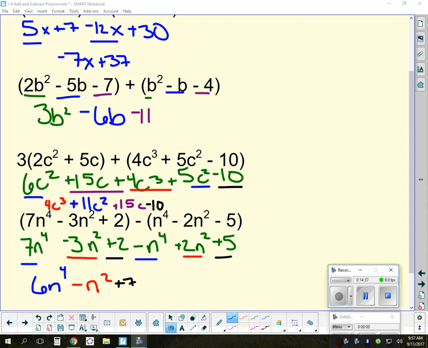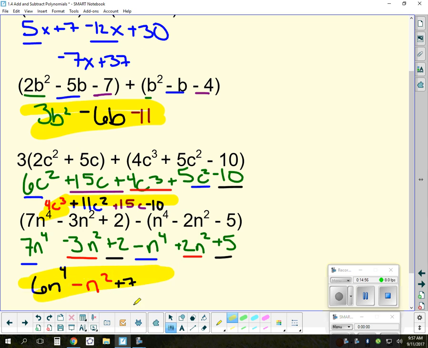Okay, check your answers. See if you got what I got. Do a little highlighting. First one, this is your answer. Second, and then finally here.